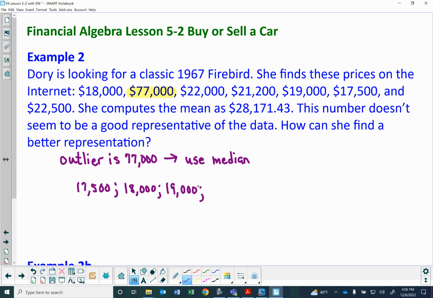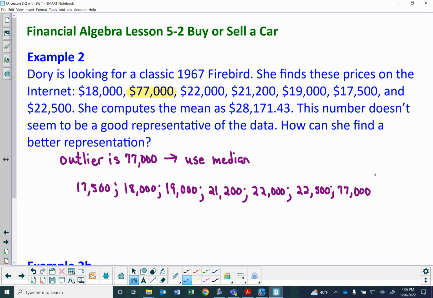Then we have 21,200. After 21,200, it looks like 22,000. After 22,000, we have 22,500. And last but not least, 77,000.